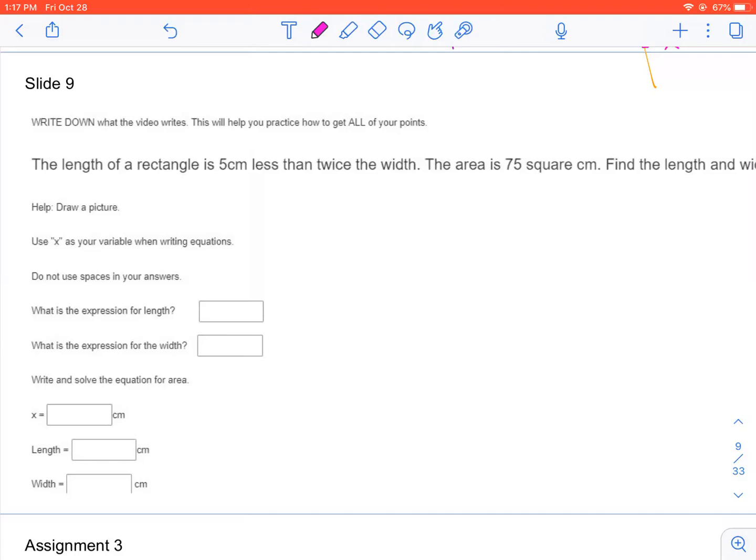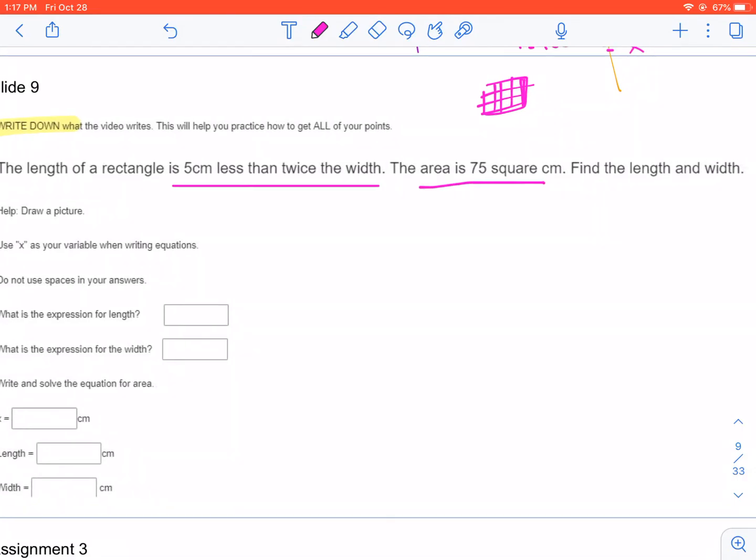Slide 9. Again, please make sure that you are watching and listening to the video and that you're writing down everything. The length of a rectangle is 5 centimeters less than twice the width. The area is 75 square centimeters. And that just means whenever you find something, you're filling in the inside, and that's with squares. That's why they did that. Find the length and the width.